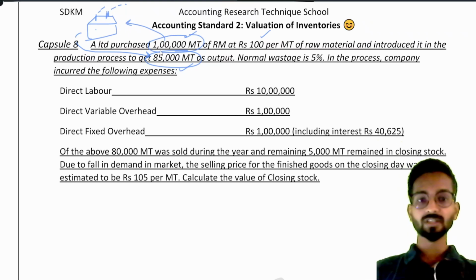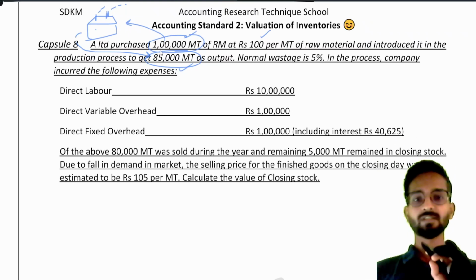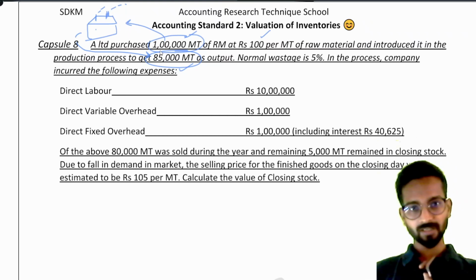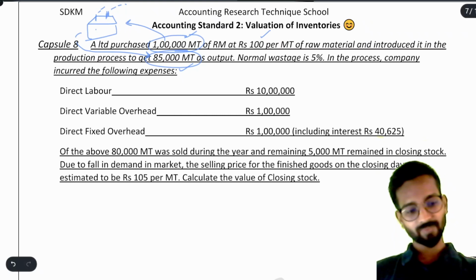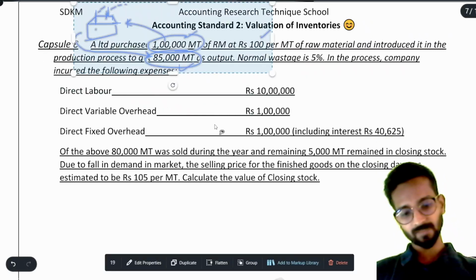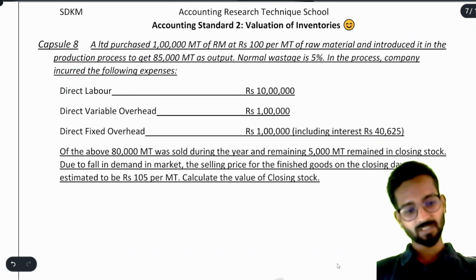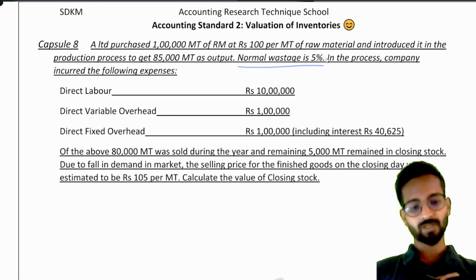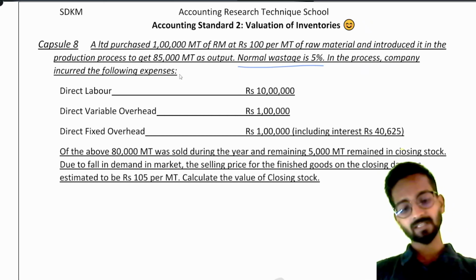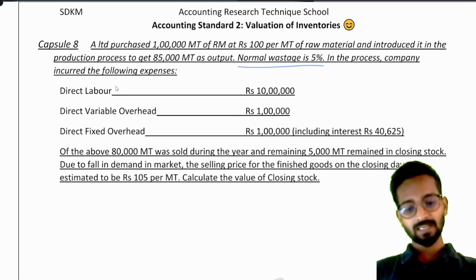It means how much loss, how much waste have I had? You will say, sir, we have wasted 15,000 metric ton. Very good, absolutely right. Now after this I can say if 15,000 has been the loss, they will give the information about it. Okay, normal wastage is 5%. Okay, in the process company incurred the following expenses. What are the expenses? Labor expense, variable overhead and fixed overhead.